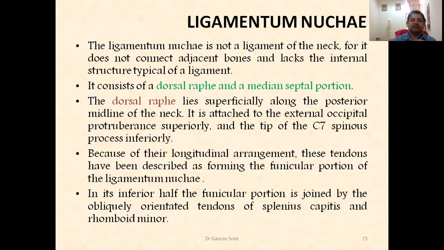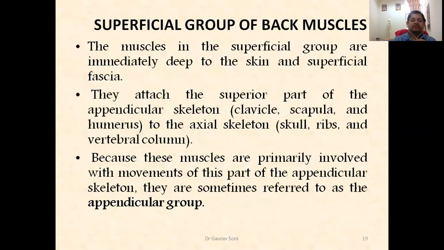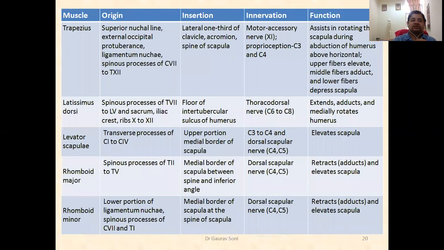And we have talked about ligamentum nuchae and its extent, especially from the EOP, that is external occipital protuberance, to tip of C7. Then we have talked about superficial group of back muscles. They were also called appendicular muscles because one of the ends is attached to the pectoral girdle. Then we have discussed this table in detail: trapezius, latissimus dorsi, levator scapulae, and rhomboid group and their action.